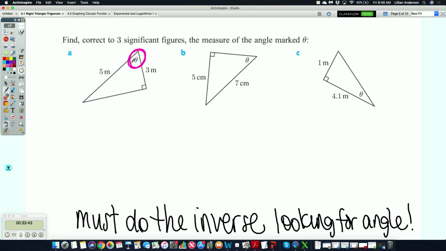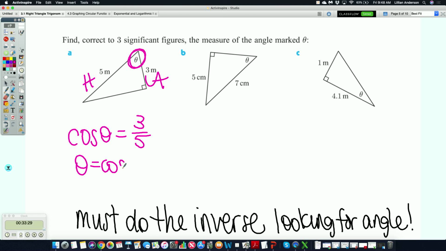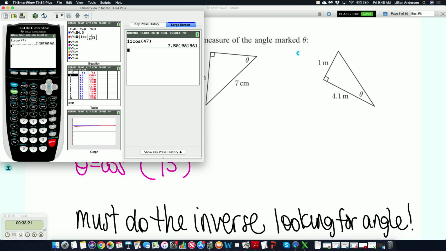So again, let's identify. 3 is my what side? Adjacent. And 5 is my what trig function uses adjacent and hypotenuse? So it's going to be cosine of theta equals 3 over 5. So I'm going to do the inverse of cosine to find the value of my angle. Again, I am in degree mode, so I don't have to worry about switching, because once you switch to degree mode, you're there unless you reset your calculator or you change out the batteries. Okay? So that's the second button, then the cosine button. 3 divided by 5. I close it off, and I have my answer.